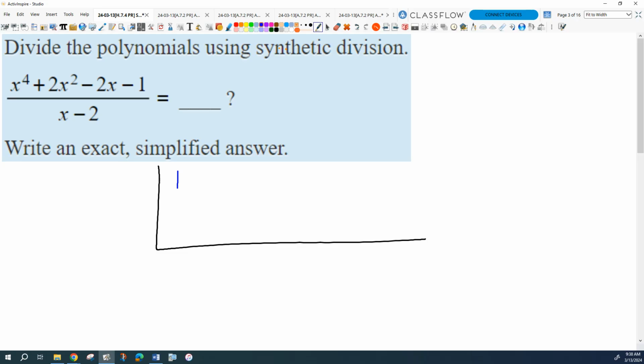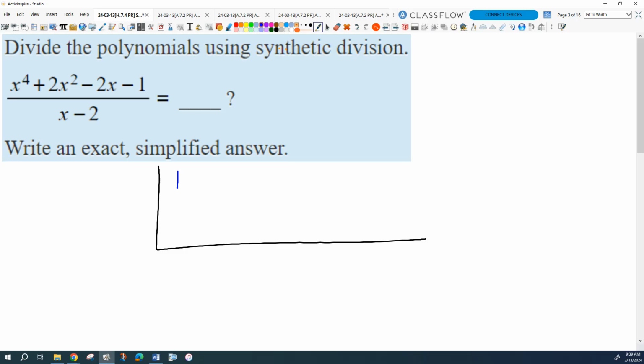Because I have to write all the coefficients in the numerator, right? All the coefficients of every power of x, just like we did with long division. So I get the coefficient of x to the 4th is 1. What's the coefficient of x cubed? 0, because it doesn't show up, right? If I'm missing a term in my polynomial, I have to include a 0 coefficient, right? Just like in long division, we have to have a column for every power of x.